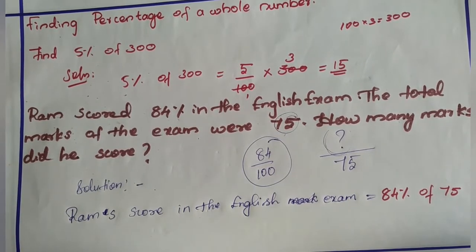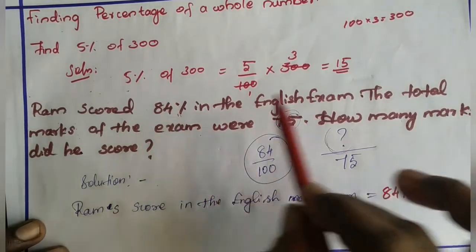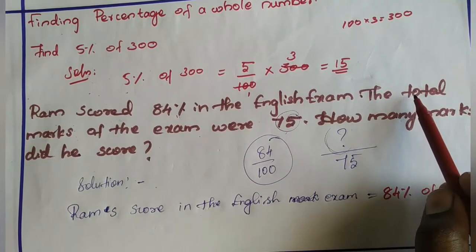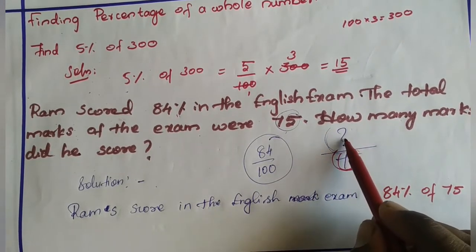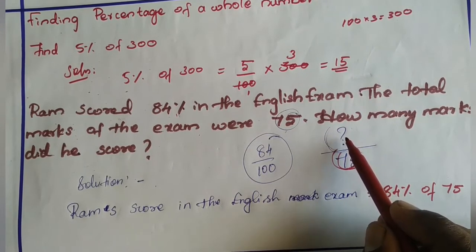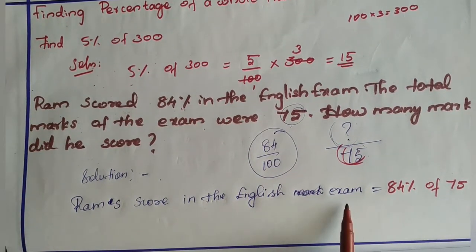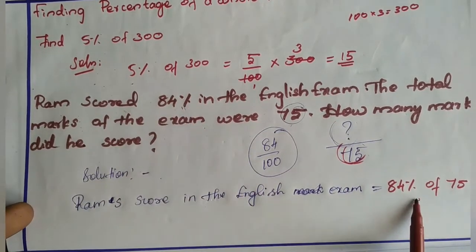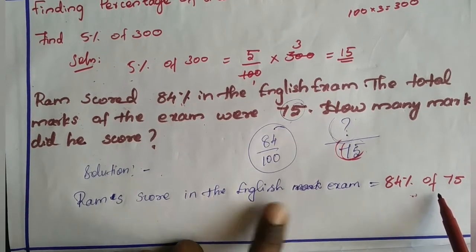Again I am repeating the question and explaining it. Ram scored 84% in the English exam, but the total marks of the exam is 75. How many marks did he score out of the 75? This you want to find. Here, Ram's score in the English exam is equal to 84% of 75. Okay guys, are you clear? So these are our steps.